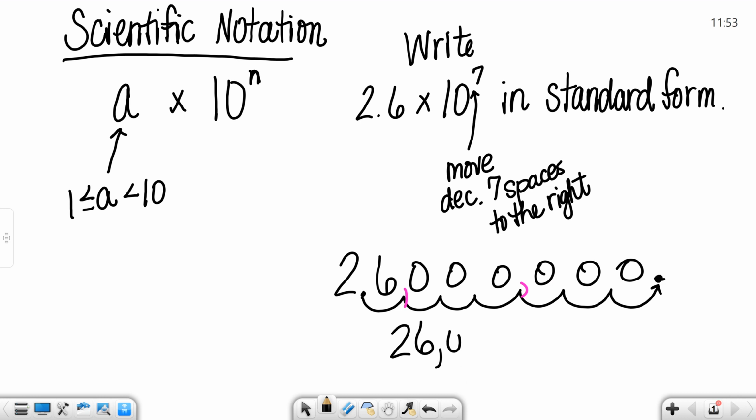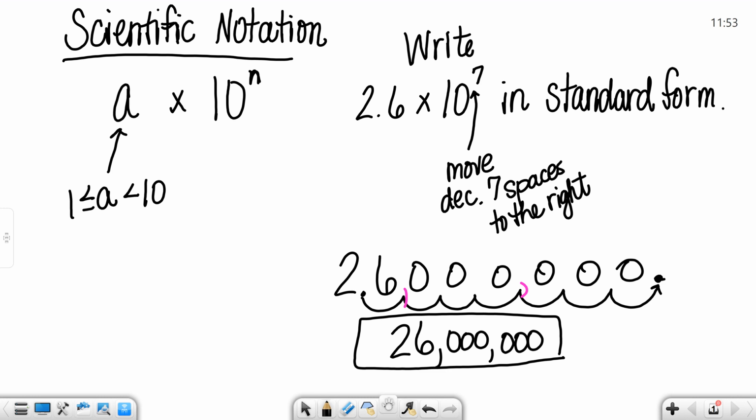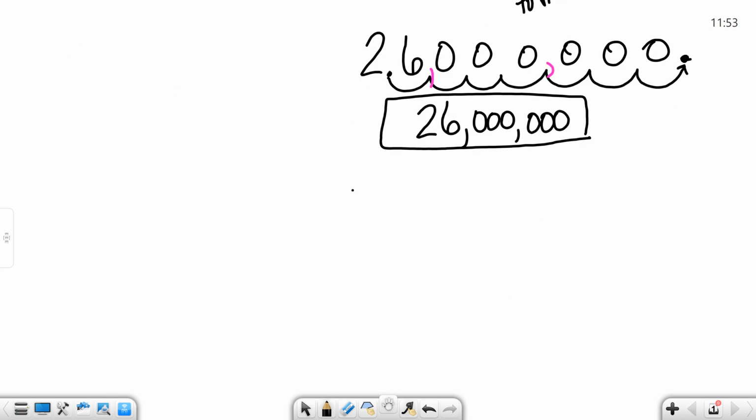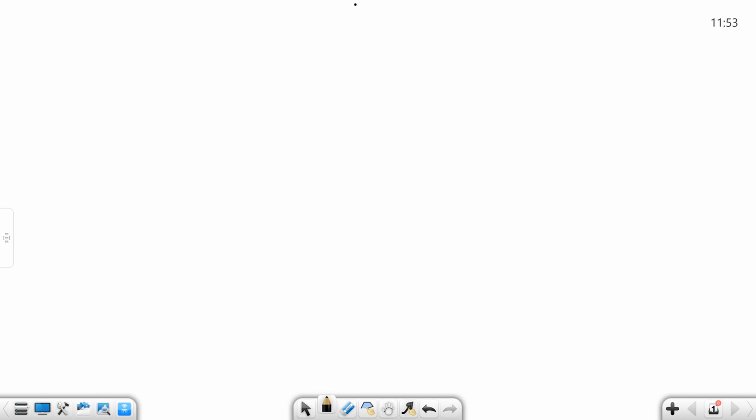So this would be 26 million. That's how we would write that number in standard form. 2.6 times 10 to the 7th is 26 million. Okay. Let's try another one. We're still going to write this number in standard form.